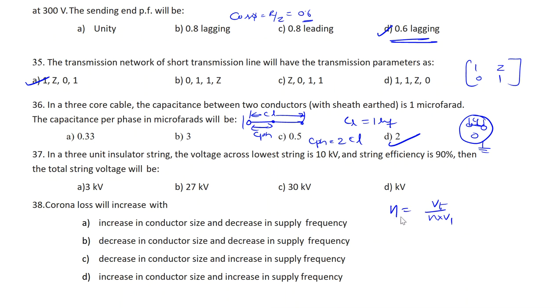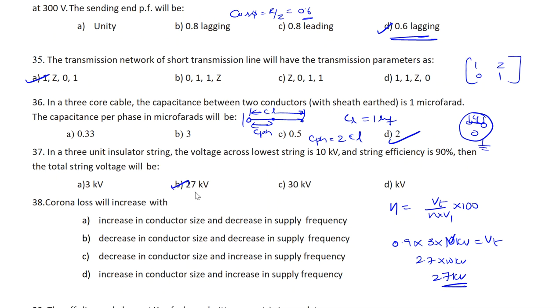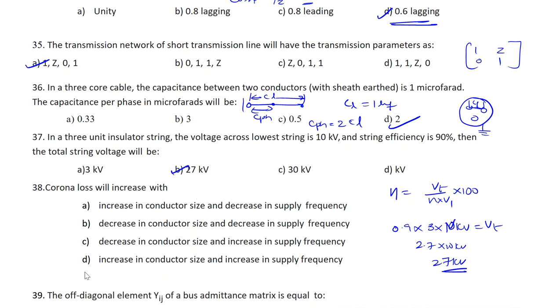Now the answer is string efficiency. We'll take it in terms of percentage, 100. Now 0.9 into the number of disks, which is 3. What we need to find: the lowest disk is 10 kV, so 10 kV is equal to VT. Now 0.9 into 3 means 2.7, into 10 kV means 27 kV is the answer. So we're getting 27 kV as the right answer.